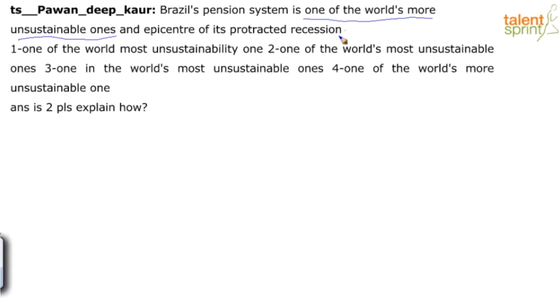Option 1, one of the world's most unsustainability. Option 2, one of the world's most unsustainable ones. Option 3, one in the world's most unsustainable ones. Option 4, one of the world's more unsustainable one. Okay, answer is 2. Please explain how. Let us explain. Now, we all know that one of the is followed by a plural noun.